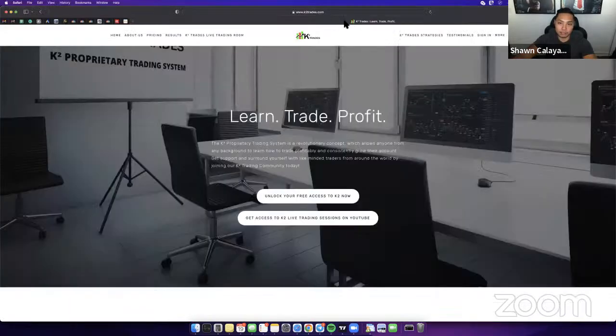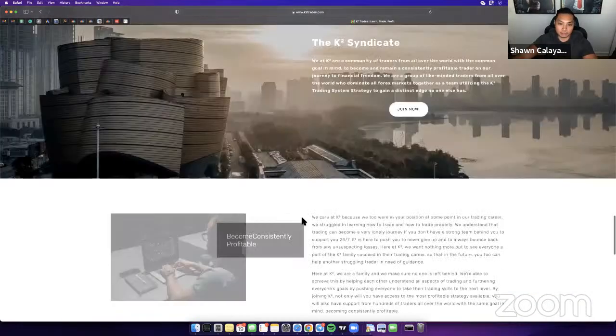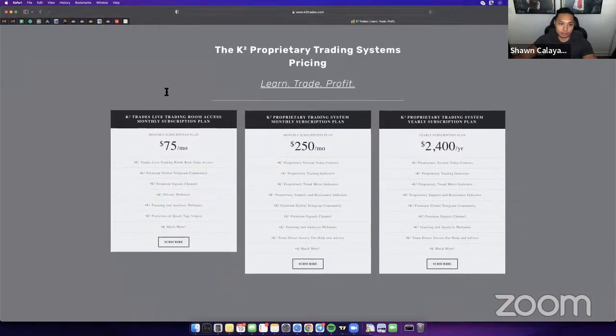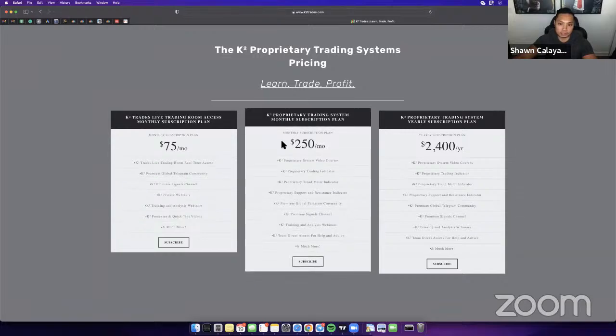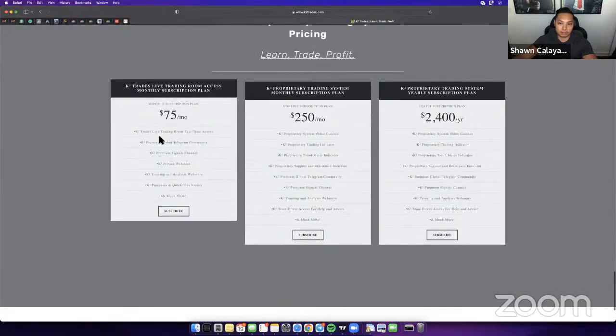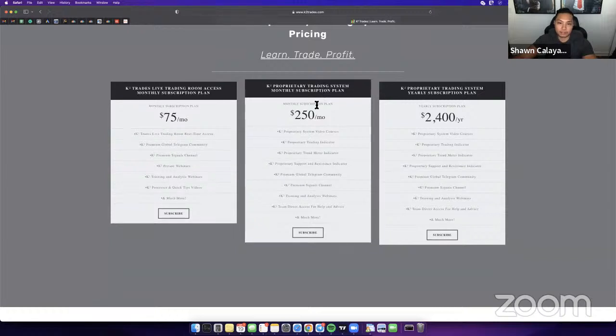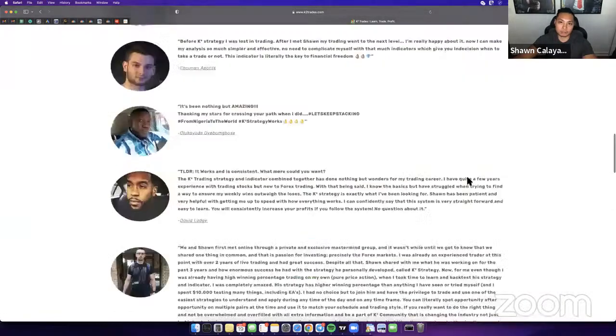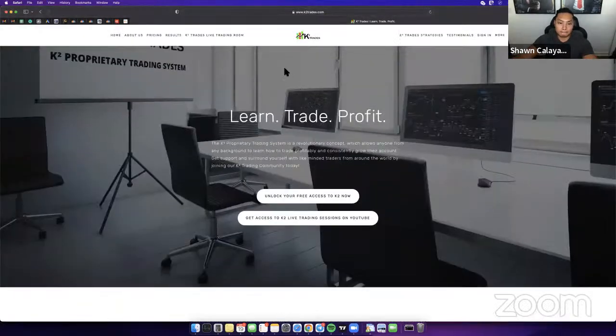You just go to the website, K2 Trades, and scroll down to the bottom. This right here is the strategy subscription. This will give you access to all the indicators. This one is only for the live trading room, but this is for the indicators and the strategies. So just go to k2trades.com, scroll to the bottom, and you'll have 3 different options. This is just for the live, this is for the actual indicators, and this is for the year. You get a discount if you do the whole year up front. Other than that, let me move on to the next question.